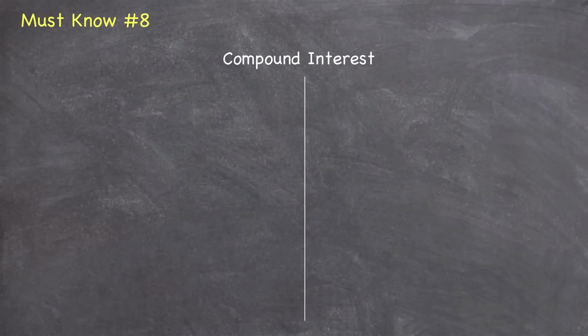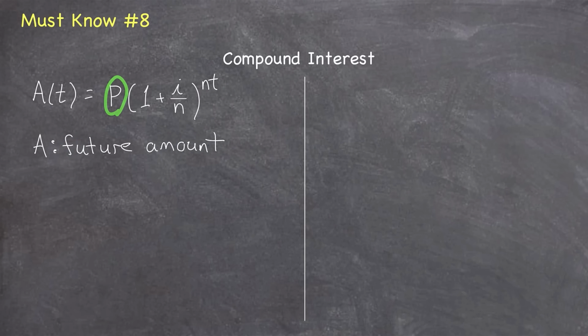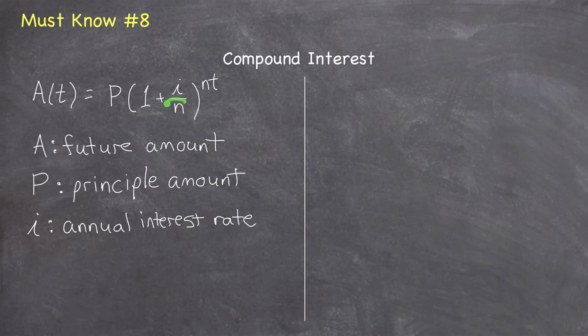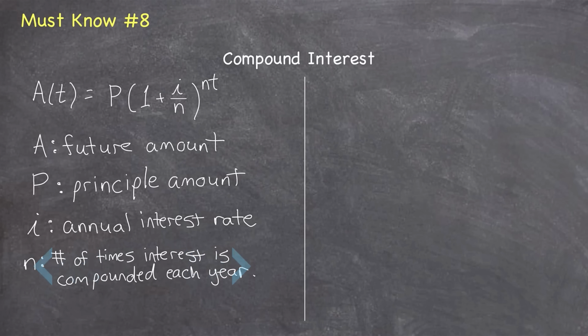Must know number 8, compound interest. This is one of the main applications of exponential functions, is the ability to calculate compound interest. And to calculate compound interest, we can follow this formula, where in this formula, A stands for the future amount, P stands for the principal amount, which is just the amount you start with, I stands for the annual interest rate, N stands for the number of times interest is compounded each year, which we call the number of compounding periods, and T is the number of years.